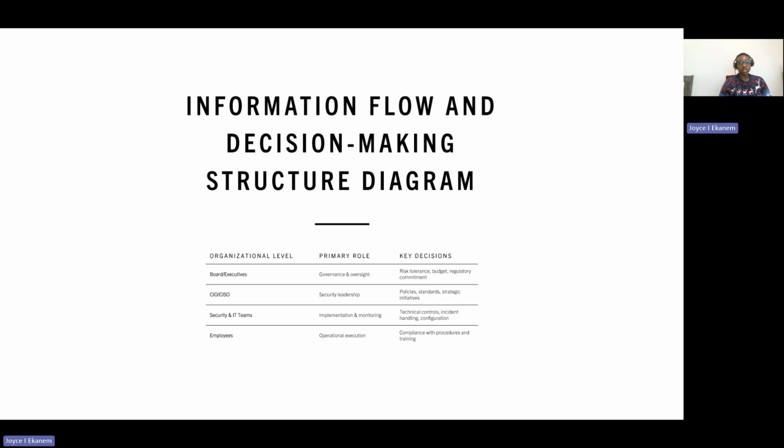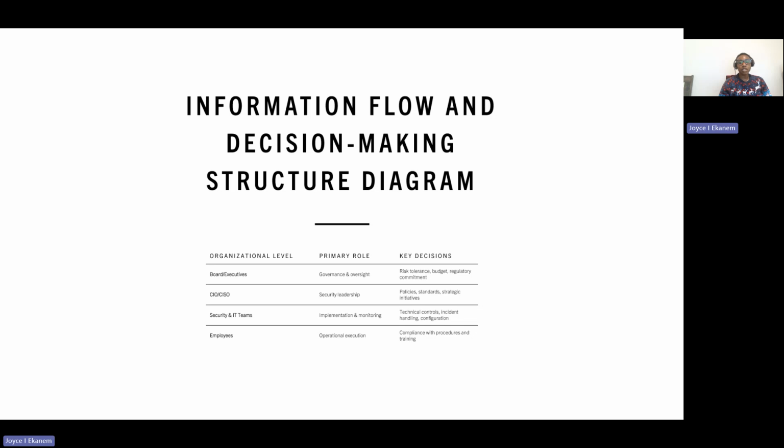Security and IT operation teams then implement, monitor, and enforce control through technical and administrative measures, such as network segmentation, continuous monitoring, access governance, incident response, and configuration management. At the operational level, employees, contractors, and vendors follow established procedures, training requirements, and acceptable use policies that shape daily cybersecurity behavior. Information flows upward through reporting channels such as security dashboards, compliance audits, incident post-mortems, and risk assessments, which help leadership reassess and refine their security posture.